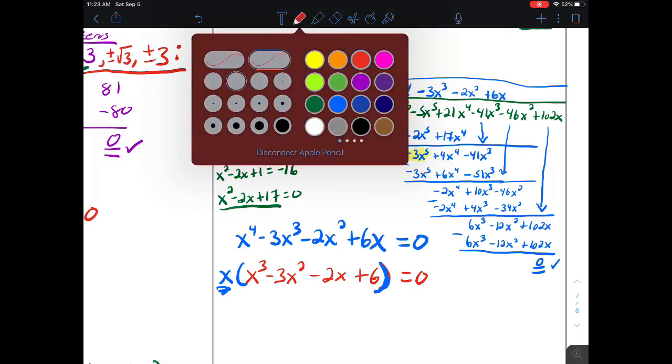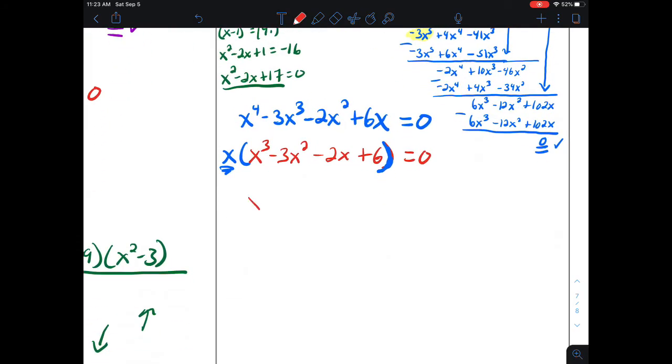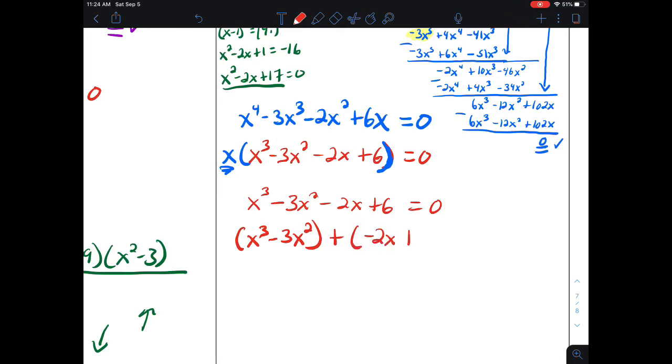So I need to know what values of x make x to the third minus 3x squared minus 2x plus 6 equal 0. Well, we would have to try to use one of our solving techniques. The technique I'm going for, since I have 4 terms to work with, is to group these terms and see if they have common factors. So I'm going to group the first 2 pairs together: x to the third minus 3x squared. And then group the second 2 terms together: plus negative 2x plus 6. And take out common factors.